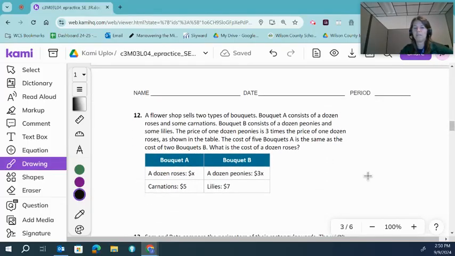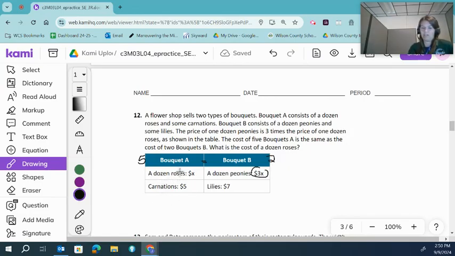Okay, a flower shop sells 2 types of bouquets. Bouquet A consists of a dozen roses and some carnations. Bouquet B consists of a dozen peonies and some lilies. The price of a dozen peonies is 3 times the price of 1 dozen roses, as shown in the table, which they show us right here. Okay, the cost of 5 bouquets of A is equal to the cost of 2 bouquets of B.